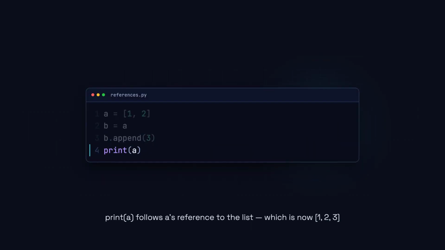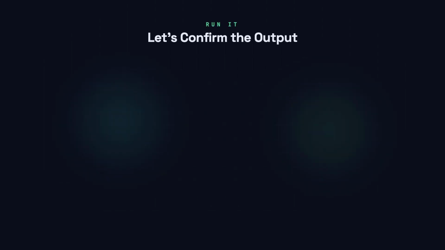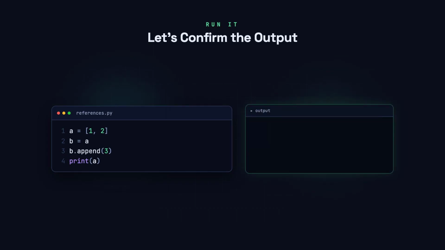Line 4. We print A. Python follows A's reference to the list and prints its current contents. Even though we never wrote a dot append, A shows the new value, because A and B point to the same object. Running the program prints 1, 2, 3 inside square brackets. We only called append on B, but A shows the change. That is reference sharing in action.